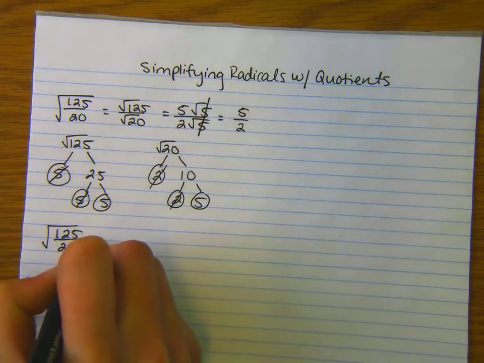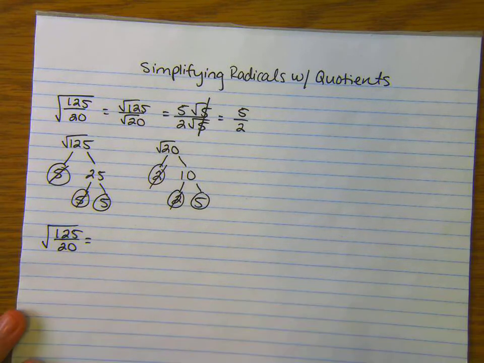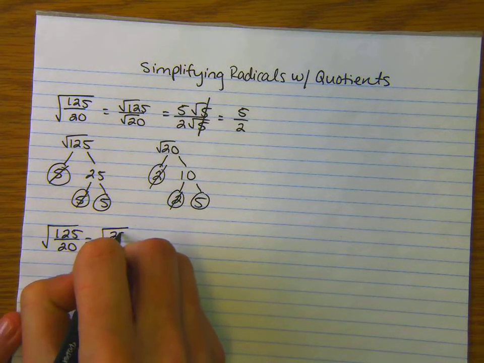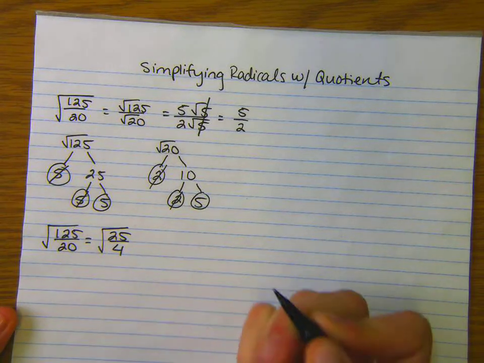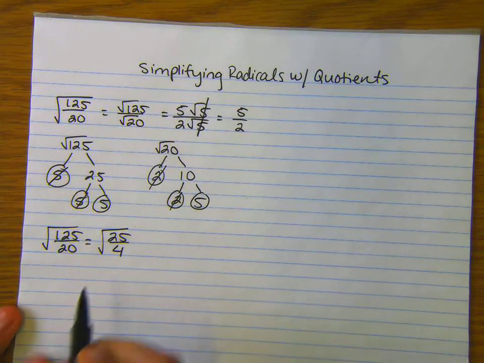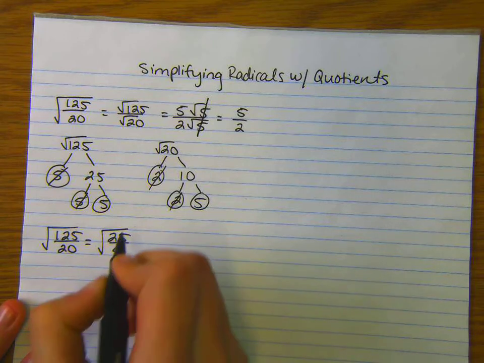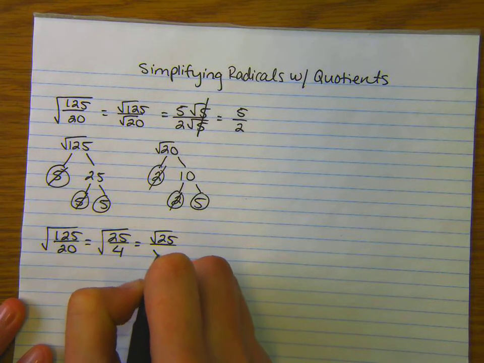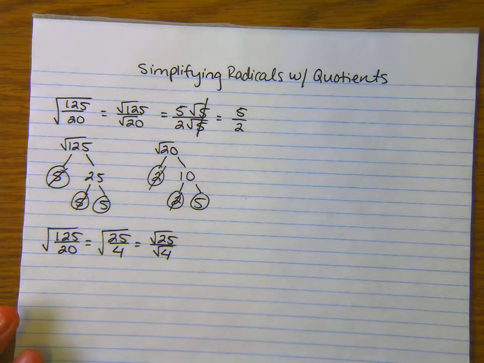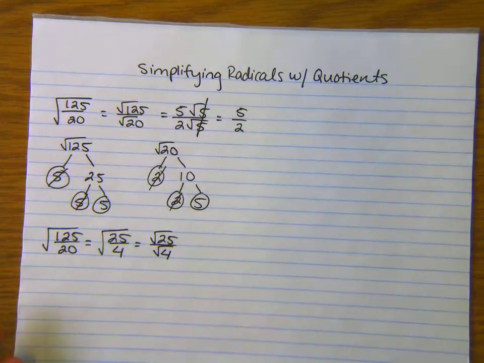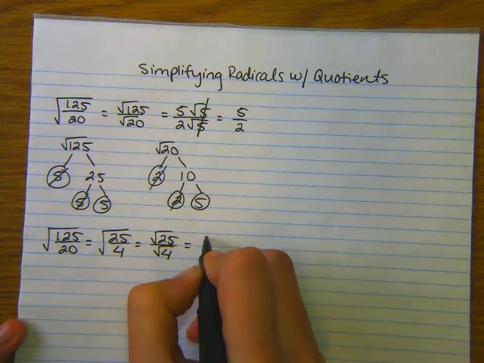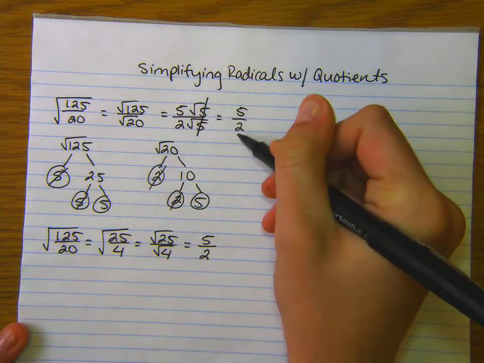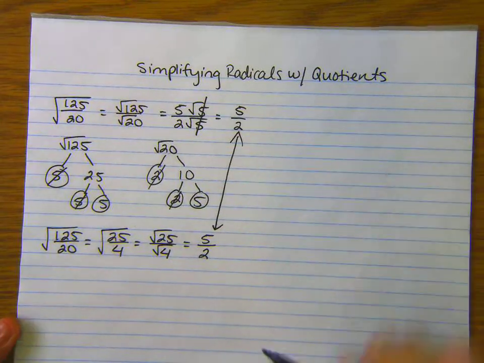Another method to do this exact problem, which might be a little simpler, is 125 over 20. We first want to simplify the fraction, 125 over 20 to 25 over 4. So if we follow the steps that we know to simplify a fraction, we reach 25 over 4. From here, then we can split up the radical, so the numerator and the denominator are both their own square roots. We know the square root of 25 is 5, and the square root of 4 is 2. And we notice that we've reached the same answer.